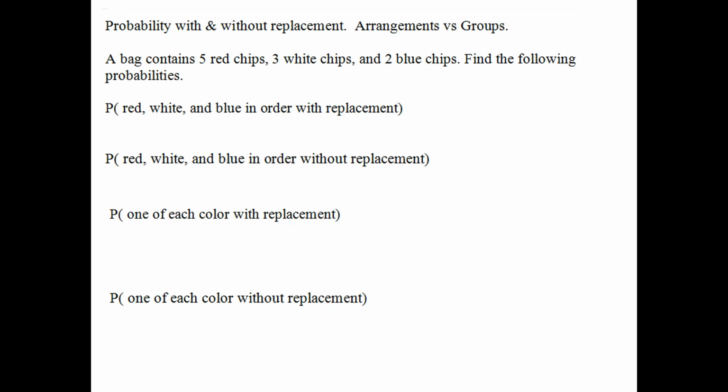Okay? All right, my last example here, I wanted to compare probabilities with and without replacement, arrangements versus groups. Our condition is a bag contains 5 red chips, 3 white chips, and 2 blue chips. Find the following probability. If they wanted to find the probability of red, white, and blue in order with replacement, if it says with replacement, you can't use permutations or combinations. What you have to do is find the total, which is 10 chips, and literally find each probability in order.